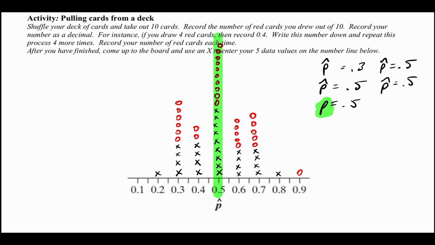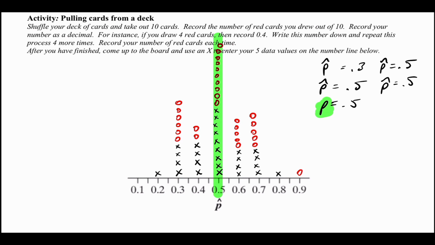That's what happens. If I were to do it another 60 times and another 60 times and another 60 times, and kept doing and doing it, it would reinforce what the true answer is. Okay? This one I chose because you know the true answer. The true answer is 0.5. There's half red and half black, right?